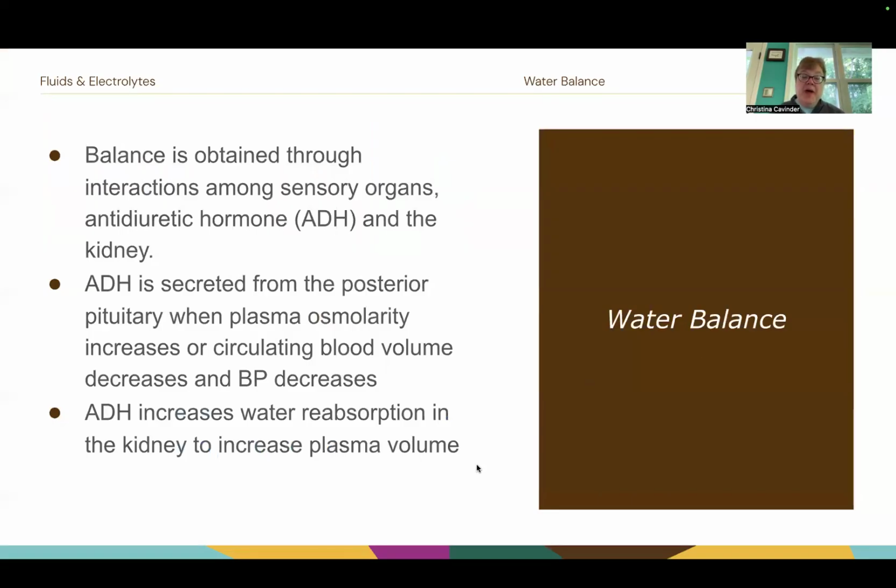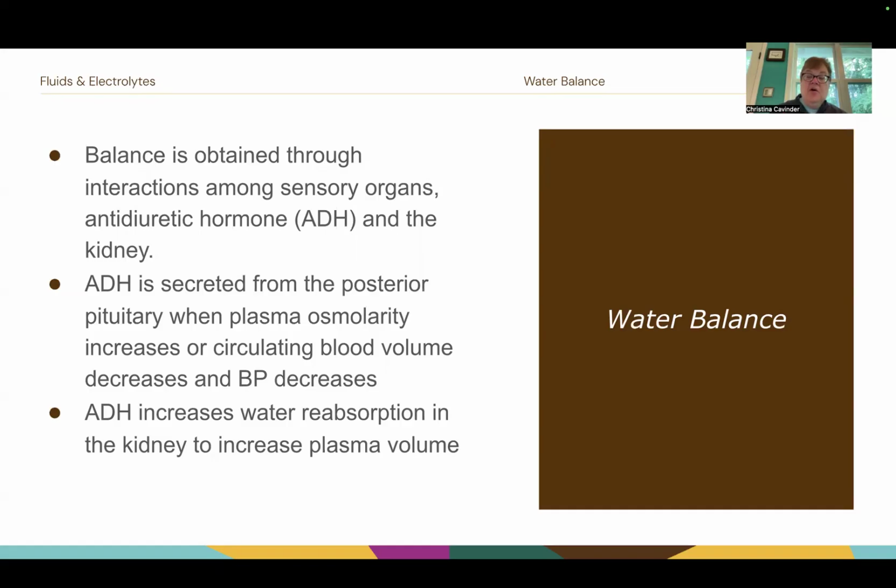So we're talking about water balance. Balance is obtained through interactions among sensory organs, through the antidiuretic hormone and the kidney. We're going to talk about the antidiuretic hormone later and the kidney. We have a whole lecture on the kidney. So I'm not going to go into a lot on this one just yet, but the antidiuretic hormone is just that. If we know what a diuretic is, where we lose water, the antidiuretic hormone retains water. So there's the balance. How do we retain water? And it's usually done through the kidney.